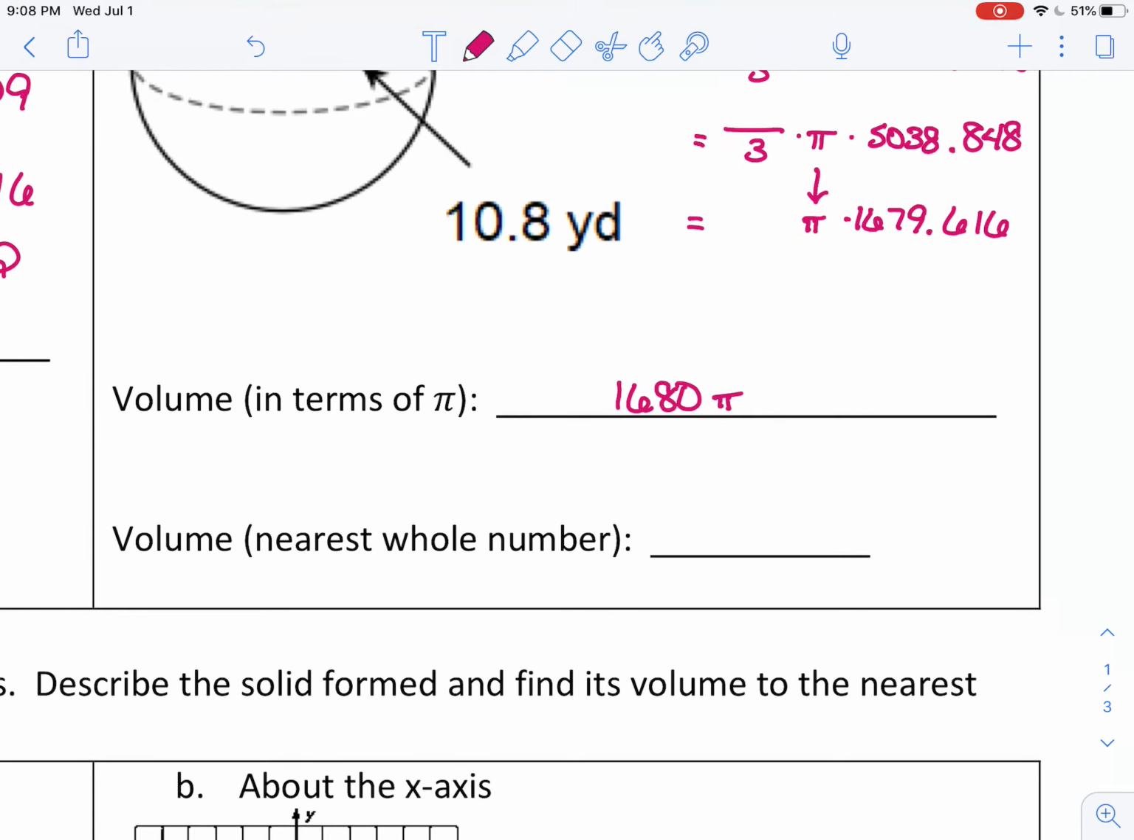So when I multiply that by pi, I'm getting 5277 approximately. Oops, let me try that again. Double check my work.